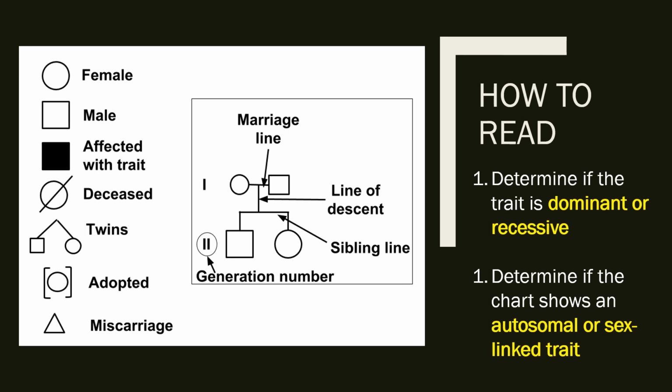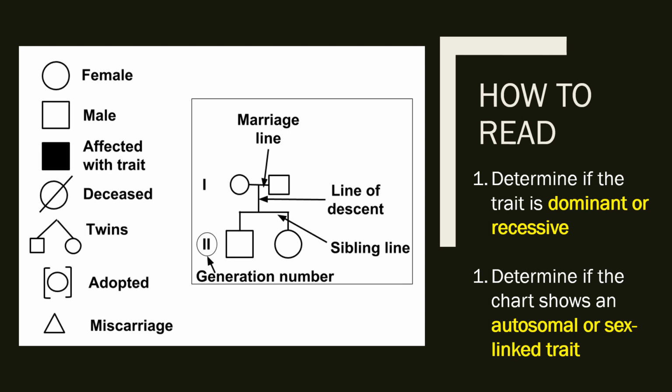Every pedigree chart is going to be read the same. So a circle represents a female, a square represents a male. Any circle or square that is shaded in means that individual is affected with whatever trait we are looking at. If that circle or square has a line going through it, that means that individual has passed away.